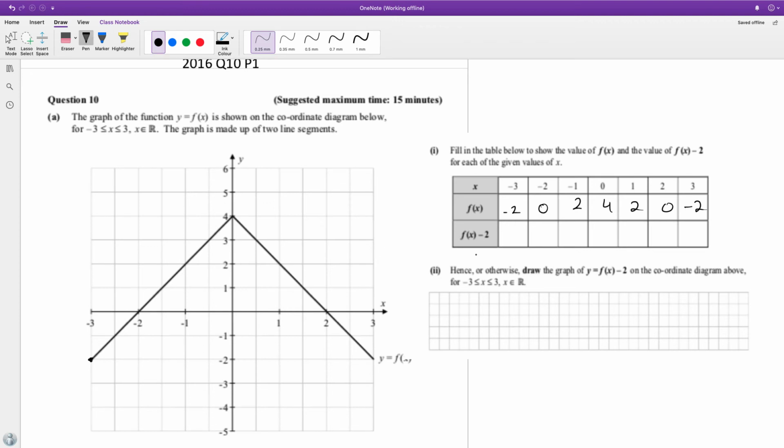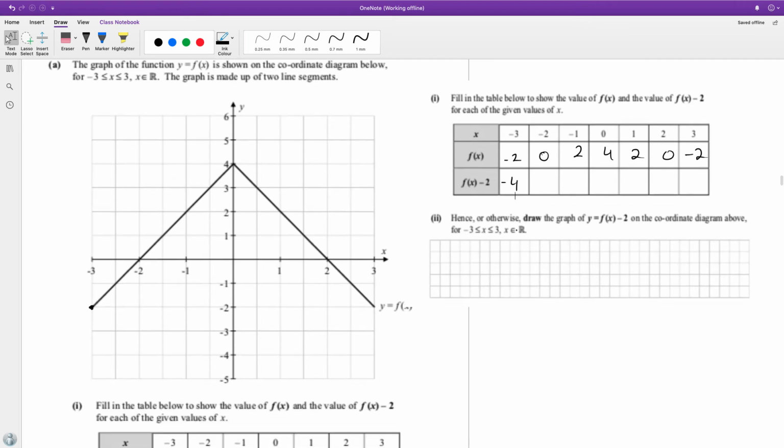Right, Dermot, what did you fill in here? -4. On the ball, go lad. What made you think it was -4? And you went down 2, didn't you? That's exactly what it means. That's your y coordinate. And all he wanted you to do here was take your y coordinate and then drop down 2. Brilliant. So this is -4.